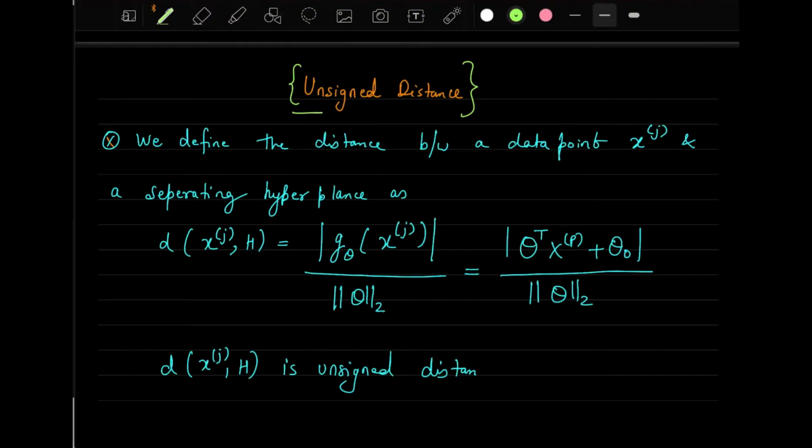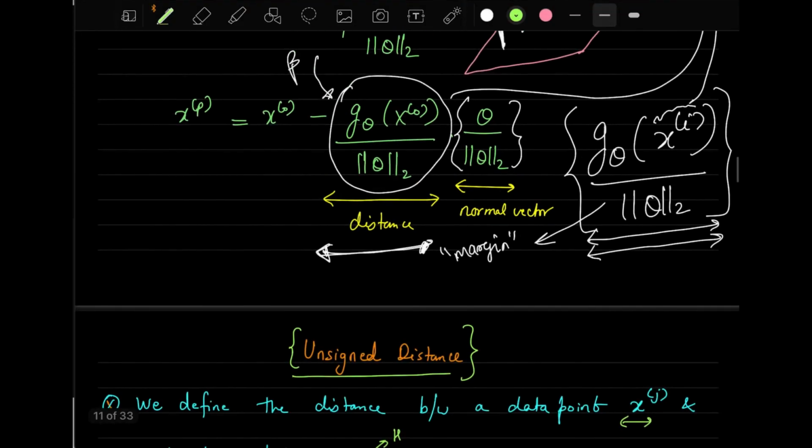So let's understand what this is. We define a distance, which is the unsigned distance between the data point xj and the hyperplane h, as this. As simple as that. What we are doing is taking the absolute value of the numerator. In the earlier case we had this answer, right? So we take the absolute value of this numerator, and we say this is the unsigned distance.